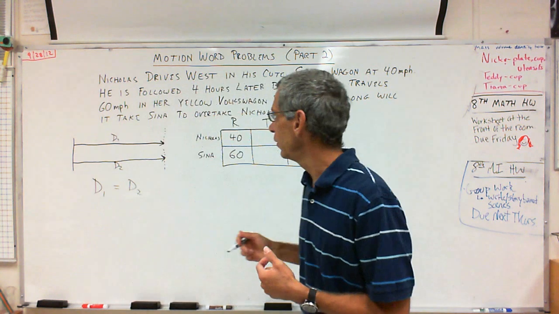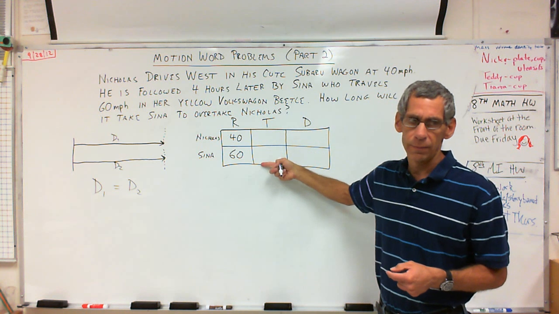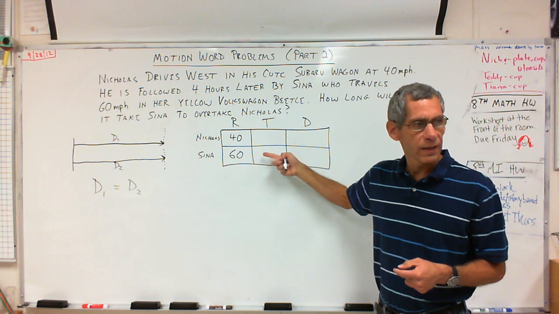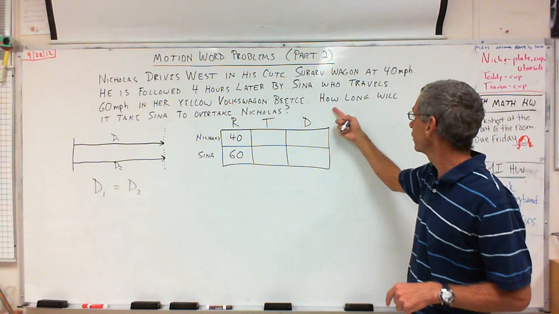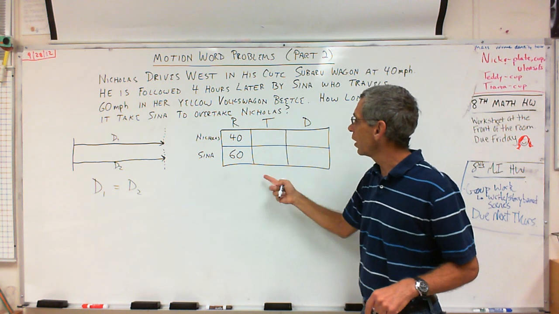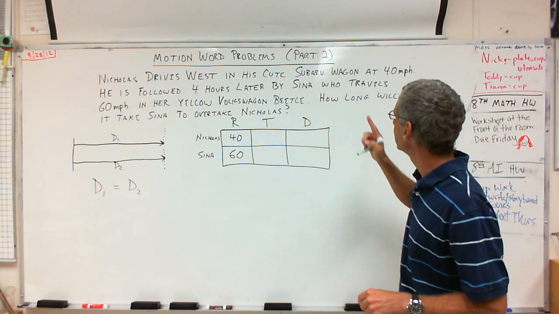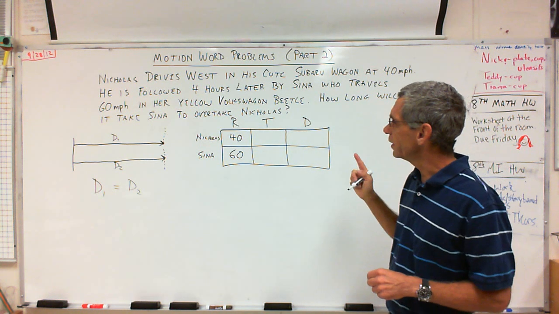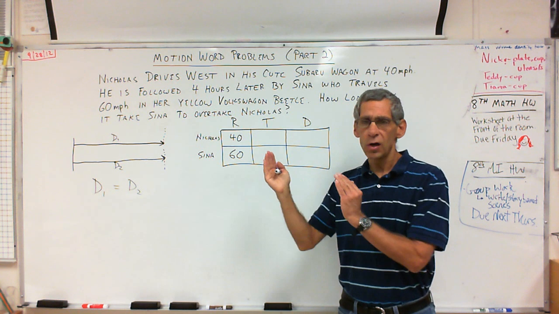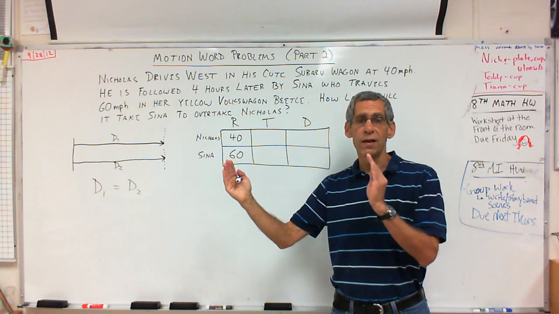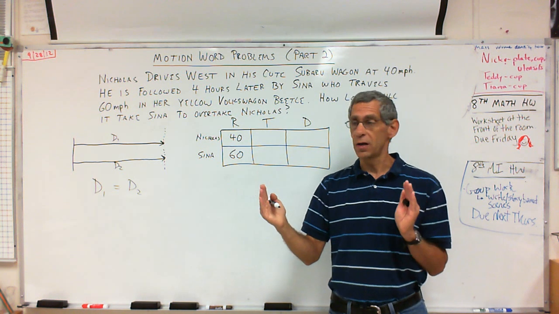That's the part that's a little confusing, because really, think about it. They're asking us to find time. So if we're finding time, that means there's going to be an x in here somewhere, right? It's going to be an unknown, because that's what they're asking us to find. So this is where our unknown is going to be, in this column. But it says he's followed 4 hours later by Sina. We can't say their time was identical, because one of them started 4 hours earlier and kept driving until Sina caught up to him. Sina drove 4 hours less and went faster and caught up to him, right?